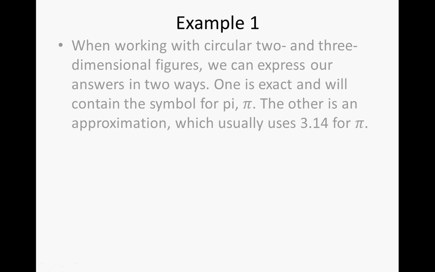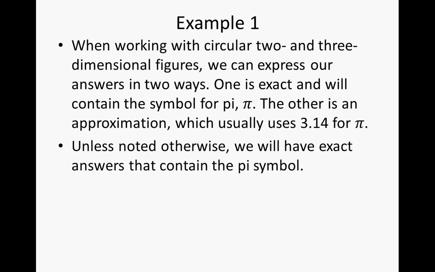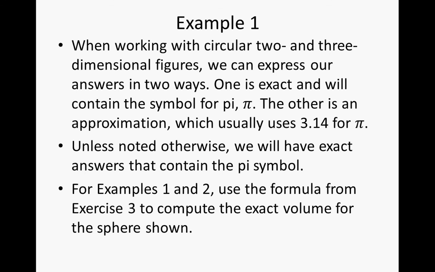So let's take a look at example 1. When working with circular 2- and 3-dimensional figures, we can express our answers in 2 ways. One is exact and will contain the symbol for pi. The other is an approximation, which usually uses 3.14 for pi. Unless noted otherwise, we will have exact answers that contain the pi symbol. For examples 1 and 2, use the formula from exercise 3 to compute the exact volume for the sphere shown.